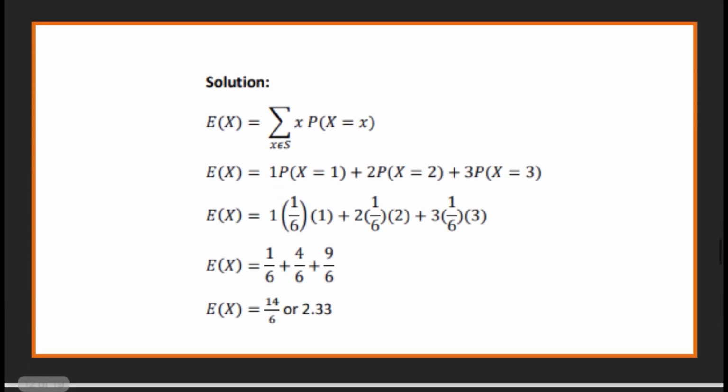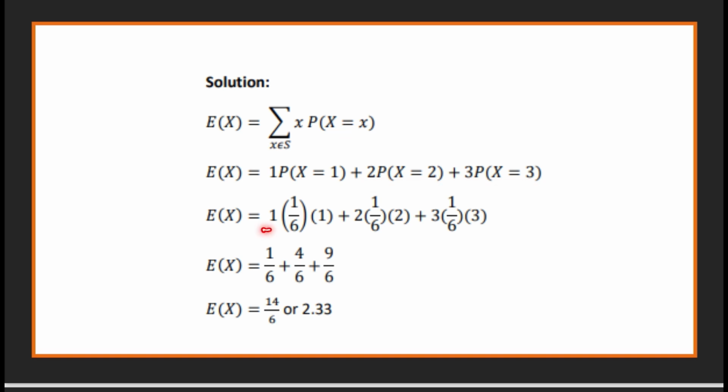Solution. Expected value is equal to the summation of x times P of X equal to x, or the probability of X equal to x. Take note, class, f of x is also equal to the probability of X equal to x. Now, E of X is equal to the first support, 1, times P of X equal to 1, meaning the probability of X equal to 1, times 1, plus 2 times the probability of X equal to 2, plus 3 times the probability of X equal to 3.